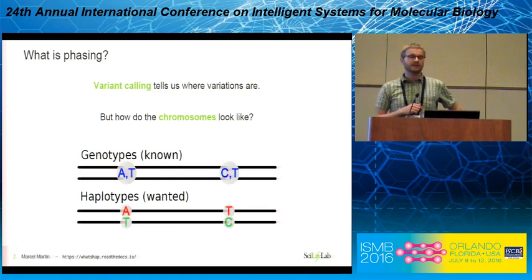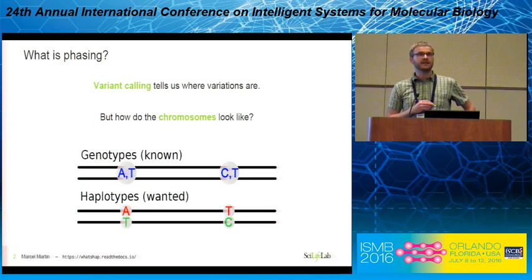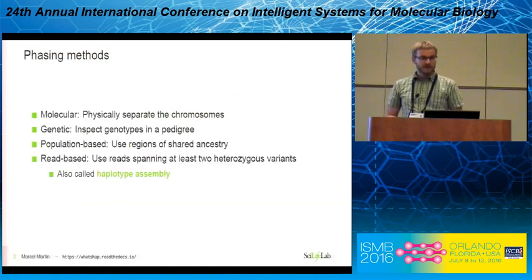For example, if you have two damaging mutations on a gene, then you may be interested to know whether those damages are on the same copy of the gene, then you still have a working copy, or whether both copies are affected. So there are different methods for doing this.